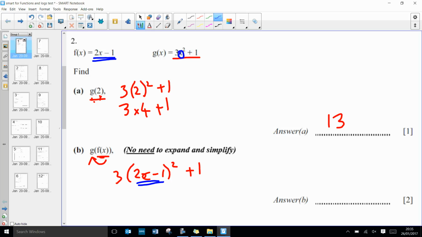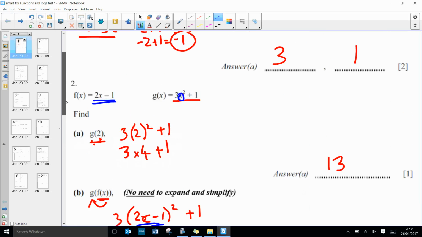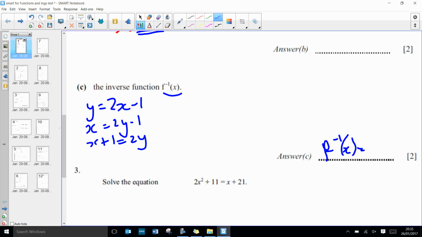Find the inverse function of f(x). So to find the inverse function, write y equals the function, so in this case it's 2x minus 1. We then switch the x and y, and now rearrange so that y is the subject. So x plus 1 equals 2y, so y, f inverse of x, equals x plus 1 over 2.